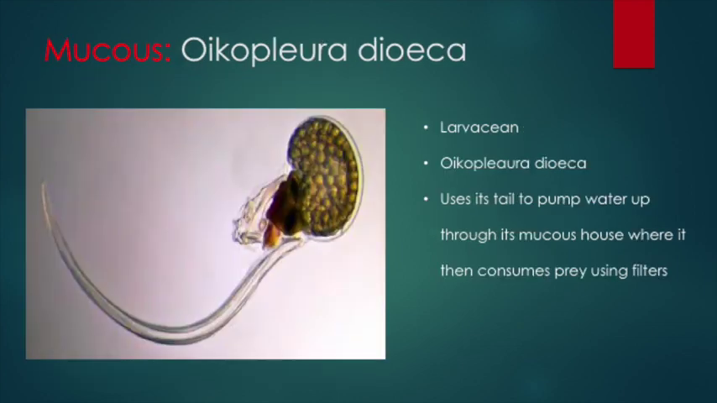The third feeding method that we're going to discuss is mucus feeders. And one example is a type of larvacean, and it's called Oikopleura dioica. And mucus feeders are really unique in the way that they consume their food. They produce this mucus substance that helps them become very large sometimes too, and they can shed that during the day, and it helps them collect as much food as possible. And this one in particular uses its tail to pump water and prey up through its mucus and filters out the food that way.